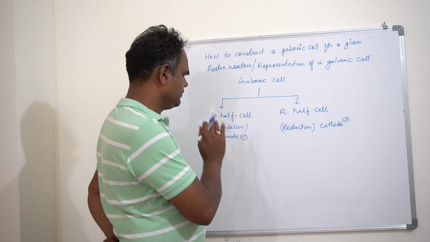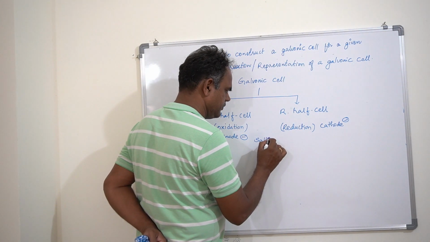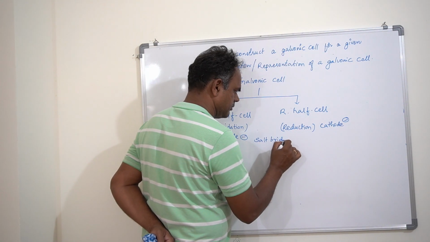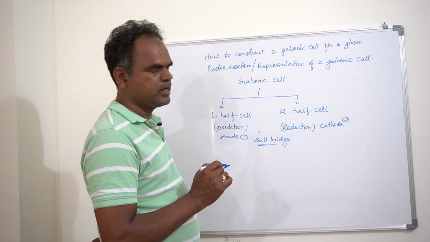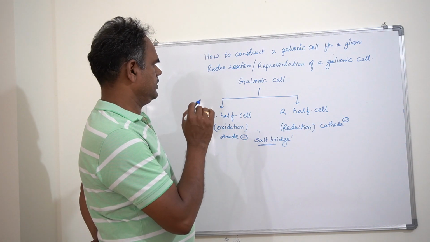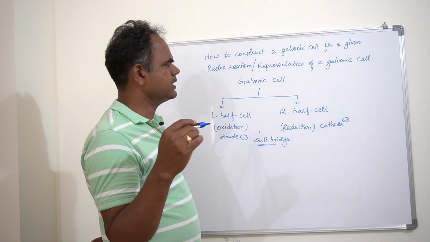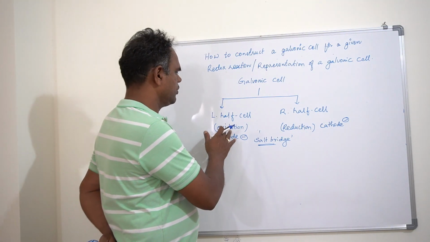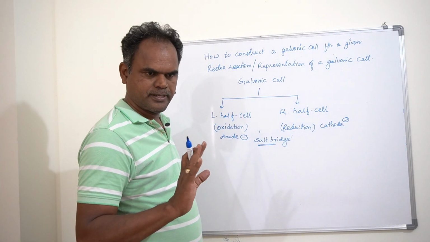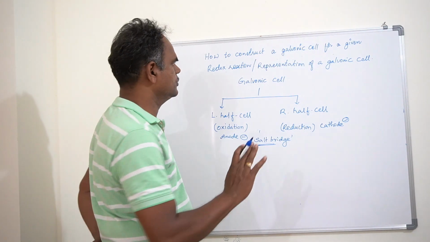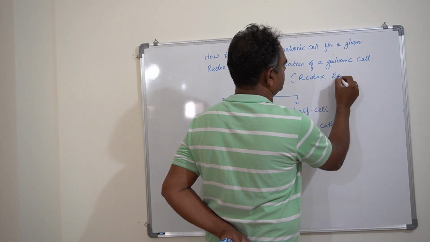Both the left half cell and right half cell are joined by a salt bridge. Already we discussed the salt bridge, which maintains electrical neutrality. So in a galvanic cell there is a reaction. That reaction is a redox reaction, which is a combination of oxidation and reduction. Both oxidation and reduction reactions are coupled to each other. Hence it is said to be a redox reaction.